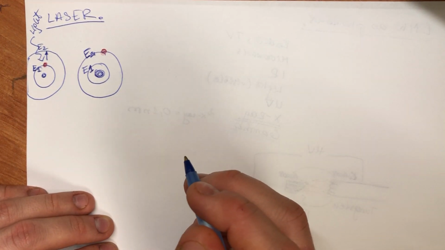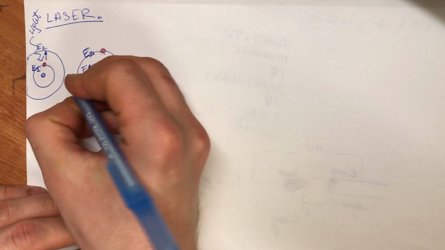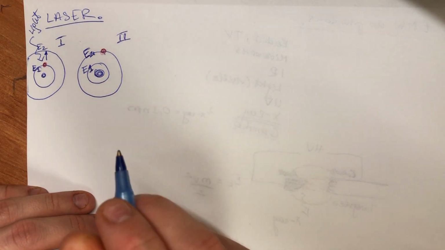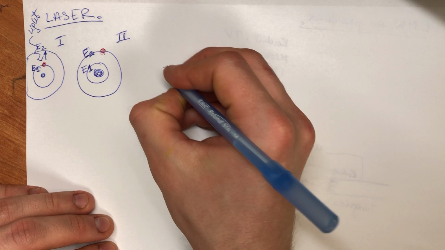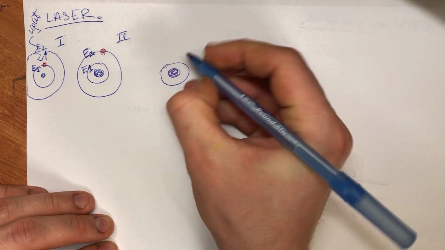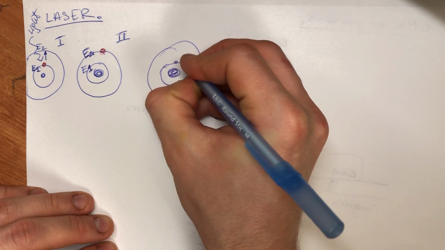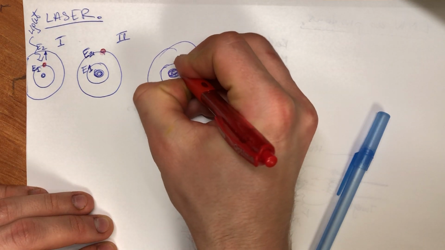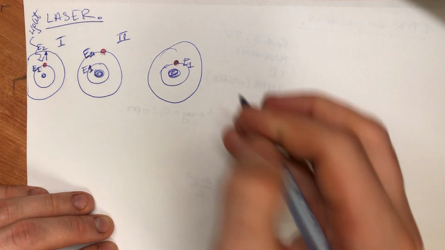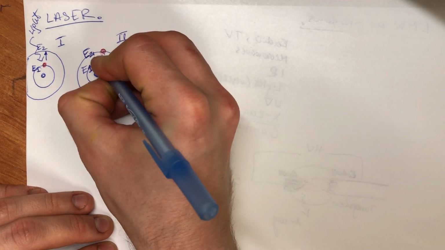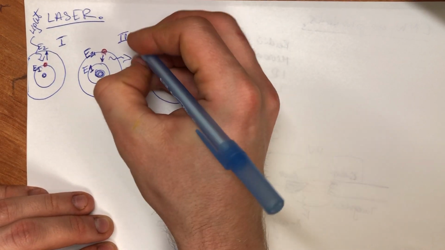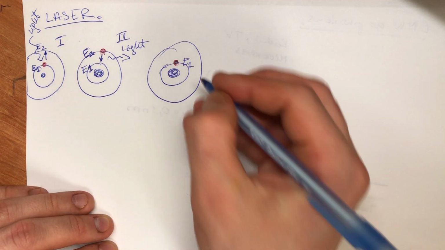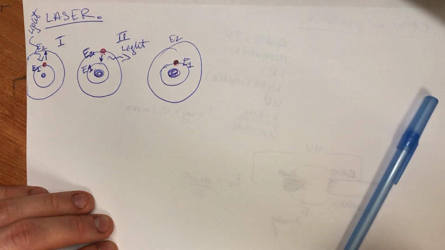This is phase 1, this is phase 2. While being here, after some time, it goes back to the E1 state by emitting this light. The light that was coming, he is now emitting. So he went down to the E1 state.